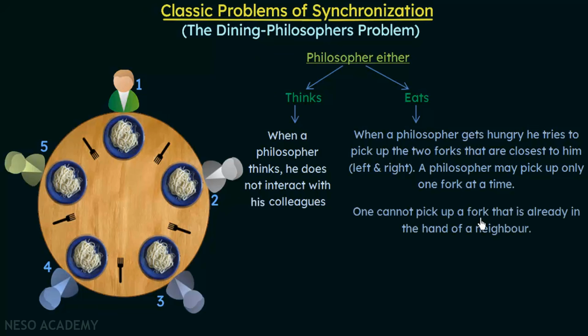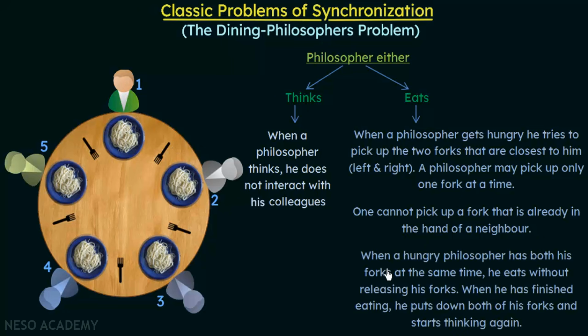Also, one cannot pick up a fork that is already in the hand of a neighbor. I've already shown that here. When a fork is being used by one of the philosophers, no other philosopher can use that particular fork. So when philosopher 1 is eating, he'll be making use of this fork and this fork, which are at his right and left. At the same time, if philosopher 2 tries to eat, he also needs this fork and this fork. But this one is held by philosopher 1. So 2 will not be able to eat because he will not be able to get hold of this when 1 is eating. That is what we mean here. And when a hungry philosopher has both his forks at the same time, he eats without releasing his forks.